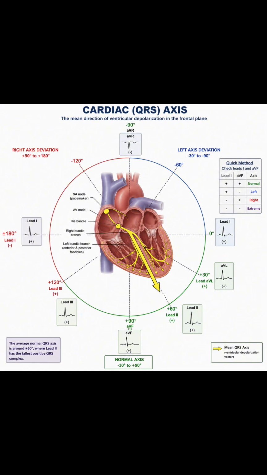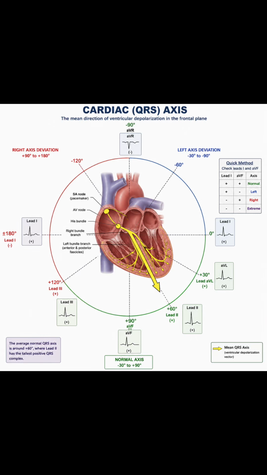So to summarize all this, we know the electrical conduction system of the heart starts in the SA node and heads down in an inferior and leftward direction. This is the vector of the heart, and this is the normal vector of the heart, somewhere between -30 to +90.